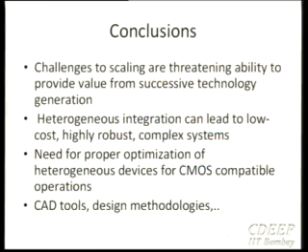Coming to some sort of a conclusion, and then people can go on. You can go on talking about these different things. But we all know that challenges to scaling are certainly threatening the ability to provide value from successive technology generations, and that's becoming one of the major problems. We feel that heterogeneous integration can lead to low cost, highly robust, complex systems. The interesting thing is that you still need to optimize most of the devices available in another domain because of CMOS compatible operations, and that's where technology aware circuit optimizations and technology aware, circuit aware device optimizations become really important. To have low voltage operations, and to make it happen, one certainly needs CAD tools and different design methodologies.